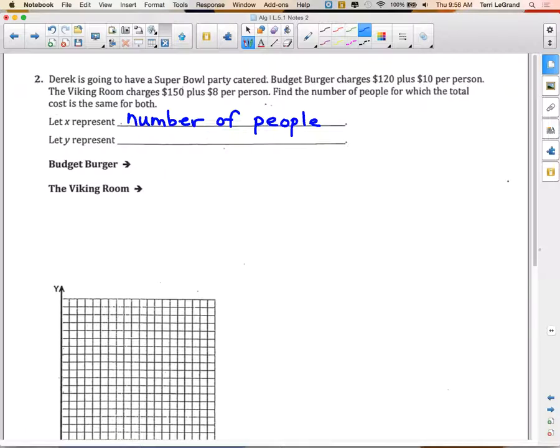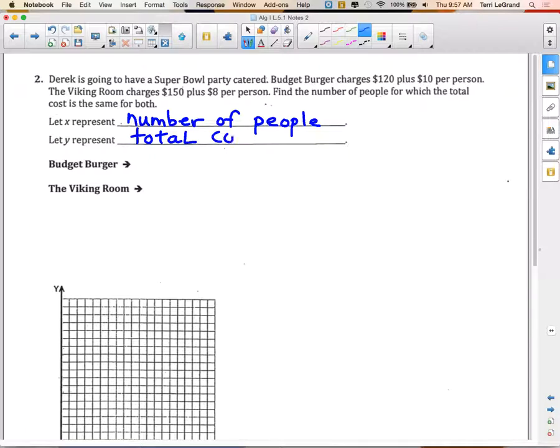Well, then what would our other unknown be? Or in other words, what would this control? What can change based on this? Cost. The total cost, right? Not just cost, but the total cost. We know how much they charge per person. We know what their one-time fee is. We already know that. We don't know though how much it'll be total until we decide how many people are going to be invited. So let Y represent that total cost.